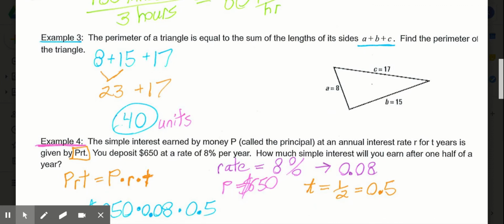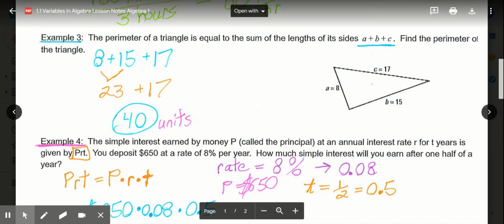Example 3, they say the perimeter of the triangle is equal to the sum of the lengths of its sides. So if we have sides A, B, and C, the way we find the perimeter of our triangle is A plus B plus C. So that is our expression. So they ask us to find the perimeter of the triangle. So in this case, we know A was 8, B was 15, and C was 17. Got that from our picture.